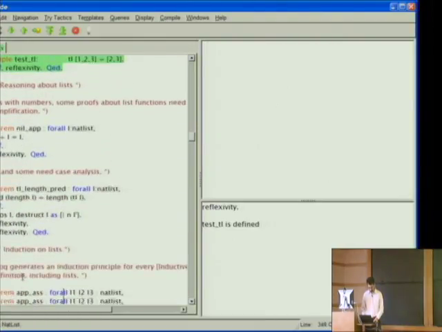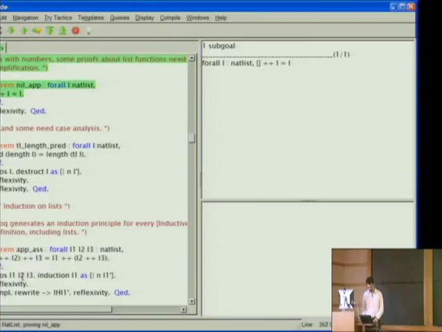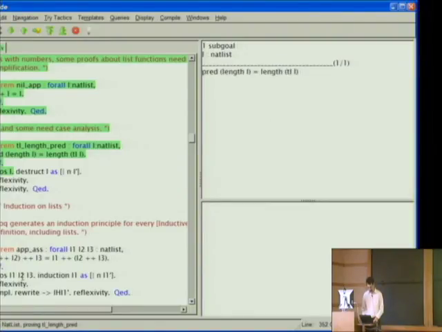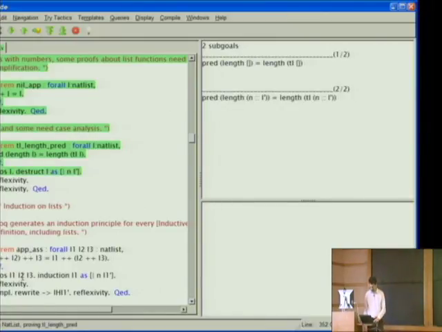So here's a theorem. Nil appended to L equals L. Proved by reflexivity. And here's one. The predecessor of the length of L is equal to the length of the tail of L. And for this, we need to do case analysis on whether L is nil. This works because the predecessor does the same bogus thing on 0 that the length function does on nil. So as long as our bogus definitions line up properly, then the theorems are stated elegantly.